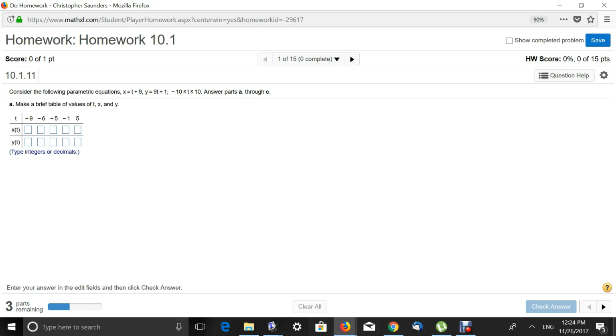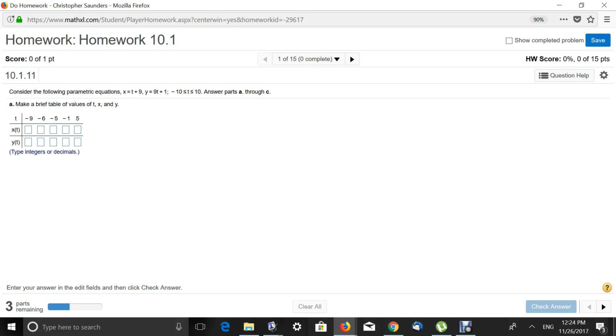In this question, we are asked to consider the parametric equations x equals t plus 9 and y equals 9t plus 1 with the given t values and answer a few questions. At the start, we'll make a table of values for t, x, and y. It gives us the t values and asks us to find x and y. We're going to do that simply by plugging in the given value of t for x and y.